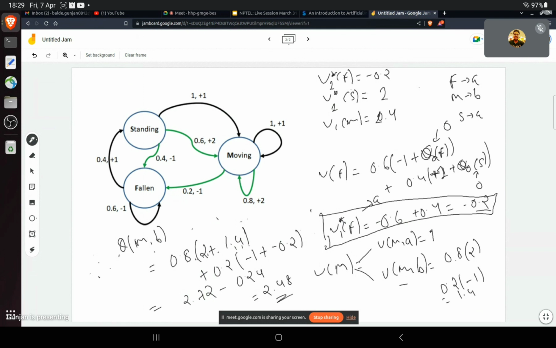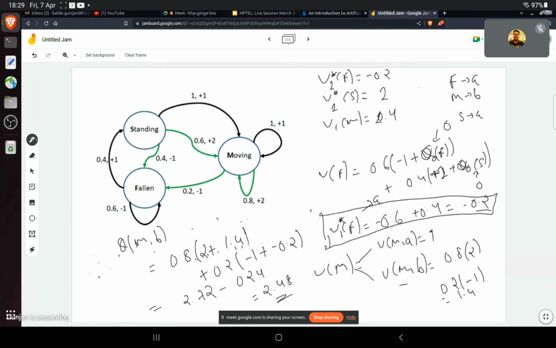Okay, there is no B value, right? There is no B action at fallen. If you see the MDP, there is no transition for B, so the probability and everything will always be zero.